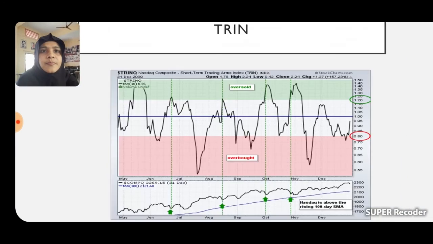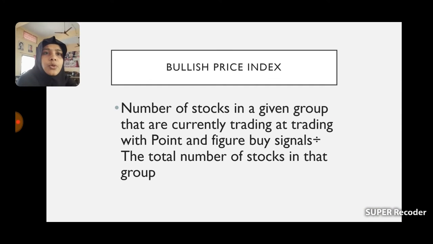Okay, and the next one is bullish price index. Bullish price index can be calculated by using the equation: number of stocks in a given group that are currently trading with point and figure buy signals divided by the total number of stocks in that group. That means the number of stocks in a given group which have bullish tendency divided by the total number of stocks in that group. That is the equation for calculating bullish price index.